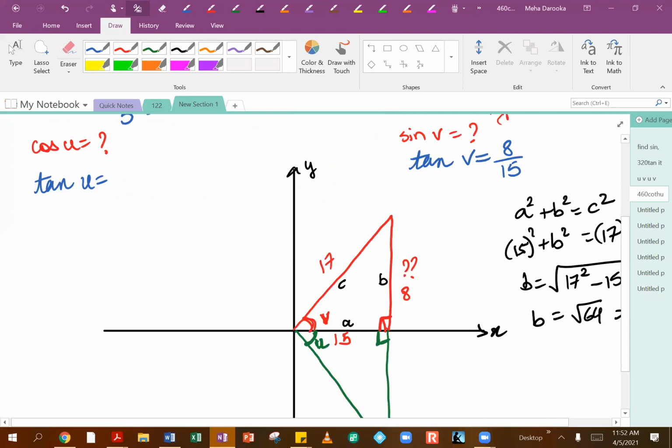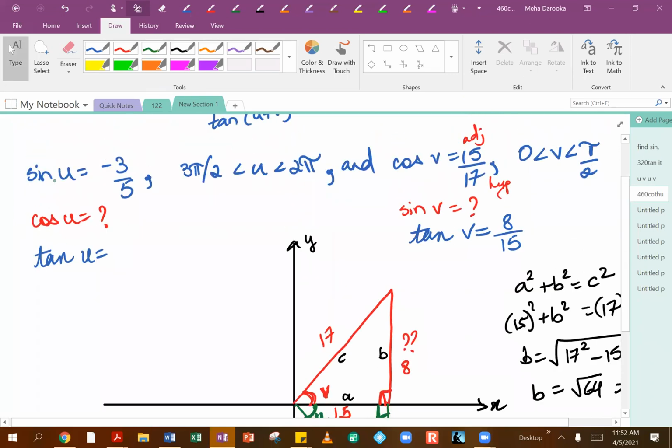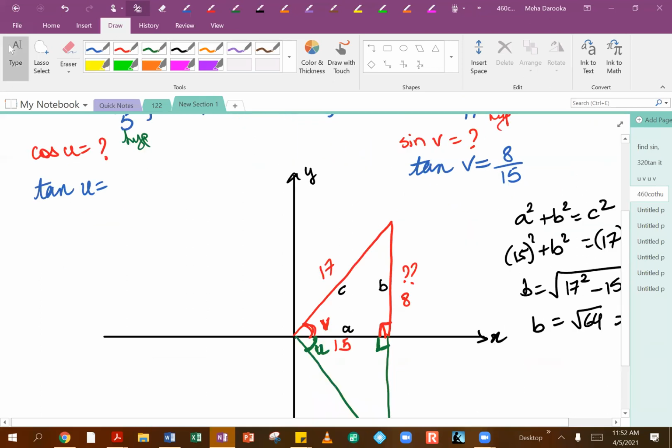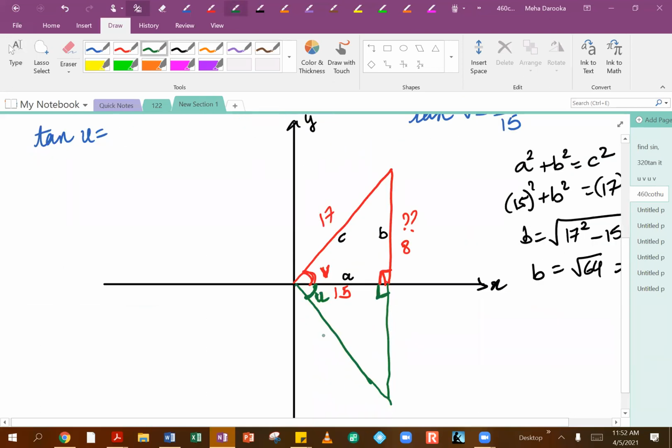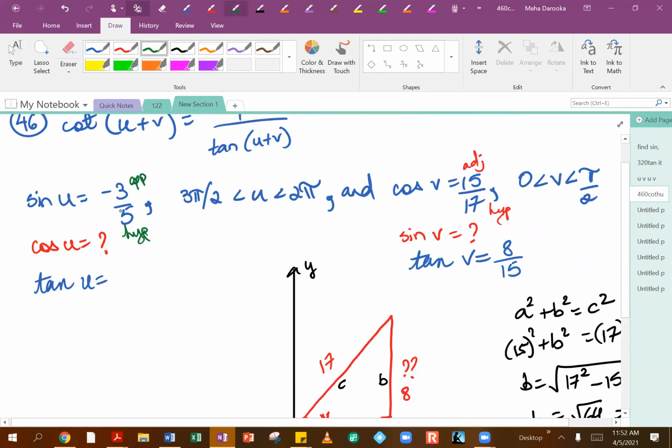So angle U, we have sine function, which is -3 over 5. So remember, sine is opposite over hypotenuse. So this will be the opposite side. This will be the hypotenuse. Your hypotenuse is always going to be a positive number, so that negative has to go with the opposite side.